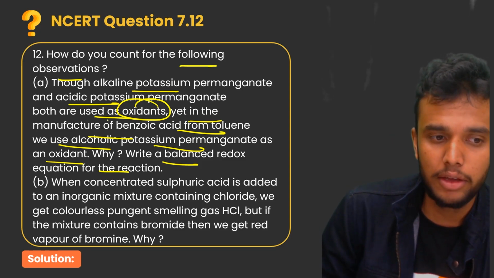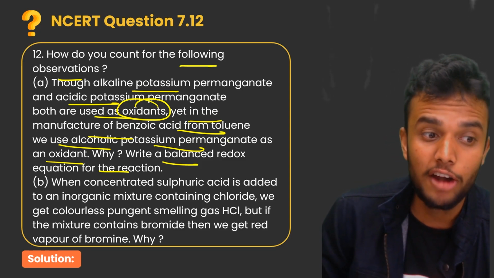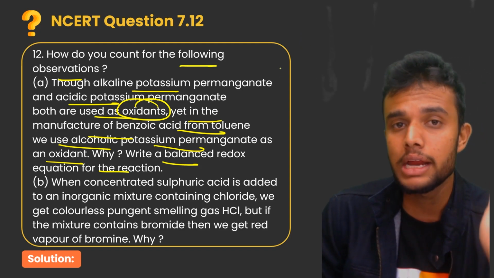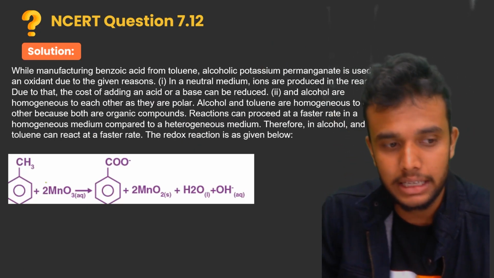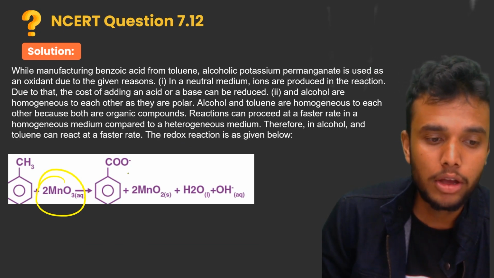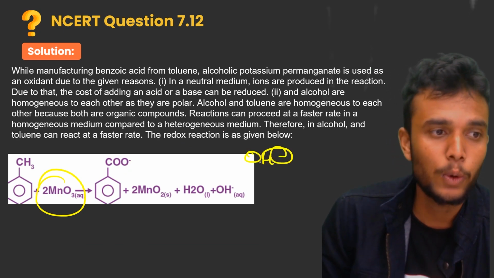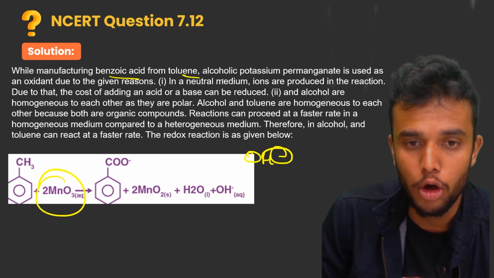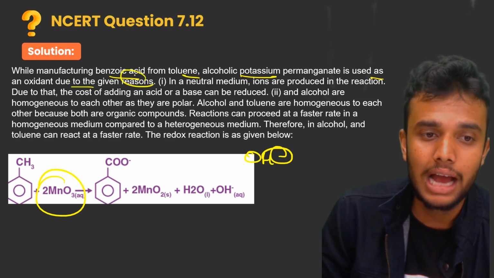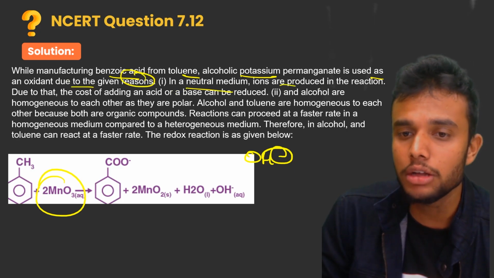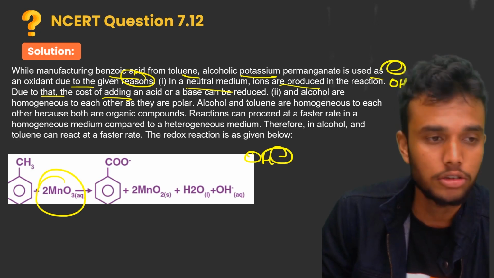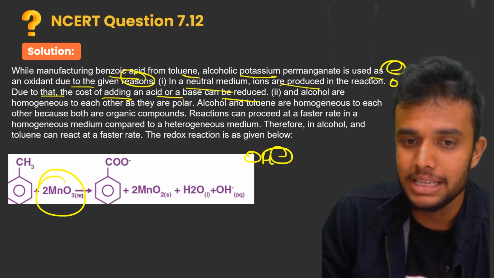Because, students, whenever we react toluene in the manufacture of benzoic acid, we yield benzoic acid, right? This is a reaction producing benzoic acid by using KMnO4. Why? Because it yields OH minus. Look here. While manufacturing benzoic acid from toluene, alcoholic potassium permanganate is used as an oxidant due to the following reasons. In a neutral medium, OH minus ions are produced in the reaction. Due to that, the cost of adding an acid or base can be reduced.